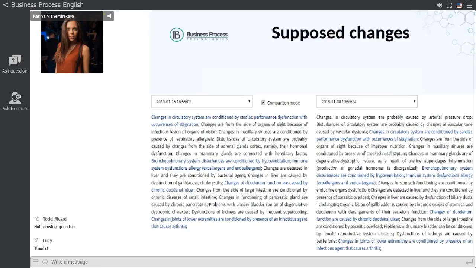The next page of our report is supposed changes. Supposed changes also give you a lot of information, so if you don't want to be confused by it, you just do a comparison mode, you choose a few of your tests and you compare the results. For example, from all this text of what can be going on in your body, just a few lines repeat. You look at these lines, you pay attention to these lines basically. It's very easy.